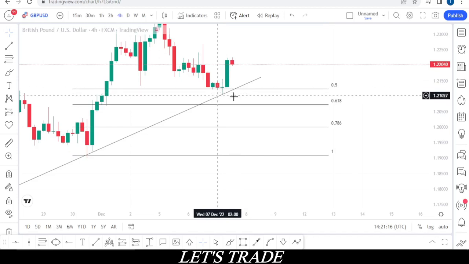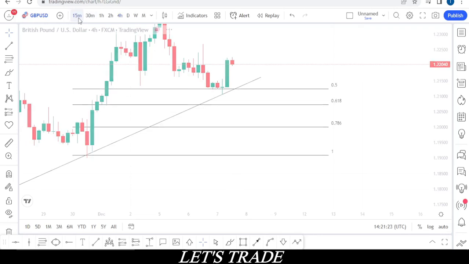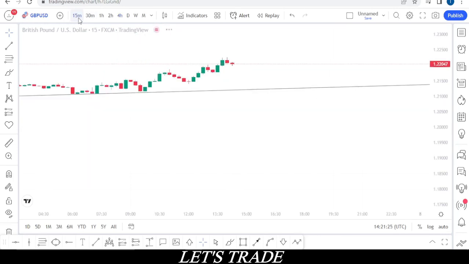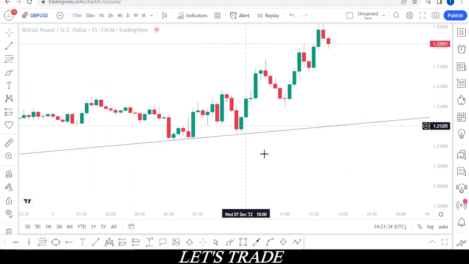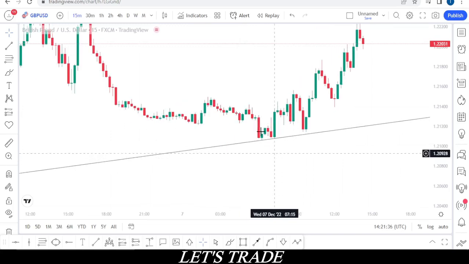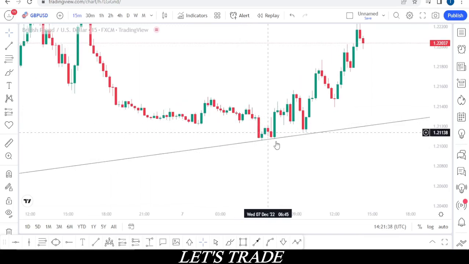But when we close with a green candle and we're looking for buying opportunities, we took the trade immediately on the 15 minutes time frame around here. Now, what will you notice on the 15 minutes time frame? On that trend line, we also created a double bottom.